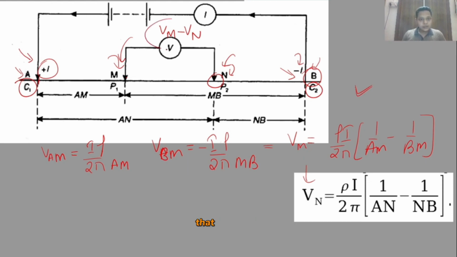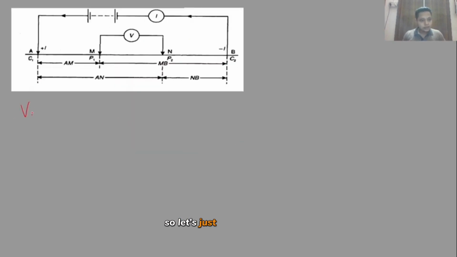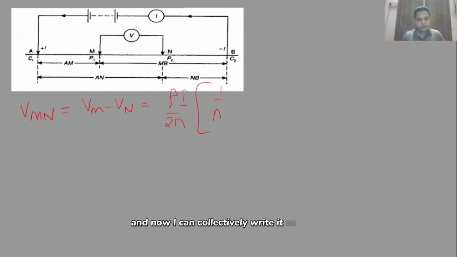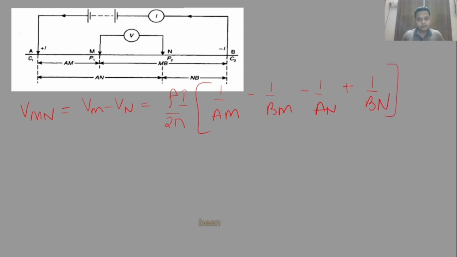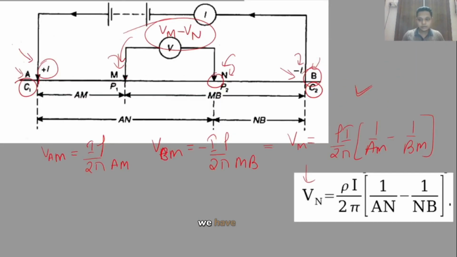Now, as I've mentioned, the calculated voltage or potential difference in this complete circuit will be Vm minus Vn. So let's just write that down. It will be nothing but Vm minus Vn, and what we have calculated, I can just write as it is, rho I by 2 pi, and now I can collectively write it as 1 by AM minus 1 by BM minus 1 by AN plus 1 by BN. Why has this become plus? Because in the last slide we have seen that it was already a minus, and minus becomes plus over here.